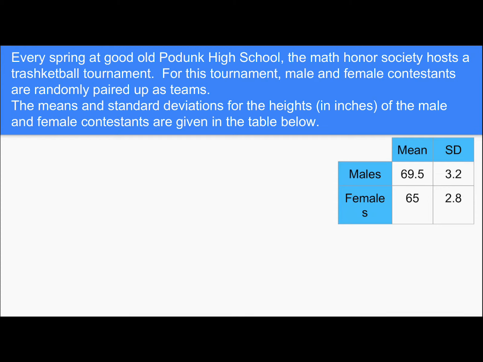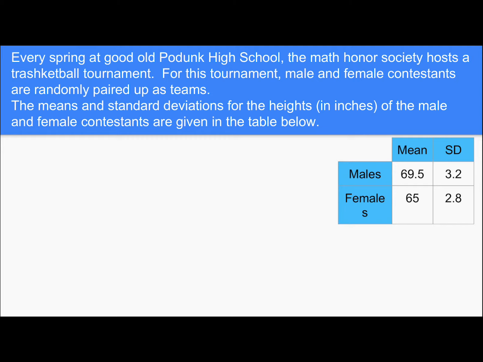In our third example, we are doing another example of just combining and how we change that. So in this example, every spring at good old Podunk High School, the Math Honor Society hosts a trash tournament. For this tournament, male and female contestants are randomly paired up as teams. Trash, by the way, would be where you compete in throwing balls of paper into trash cans. Super exciting sport. The means and standard deviations for the heights in inches of the male and female contestants are given in the table below.